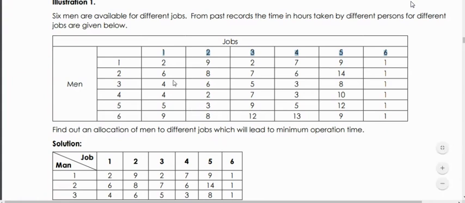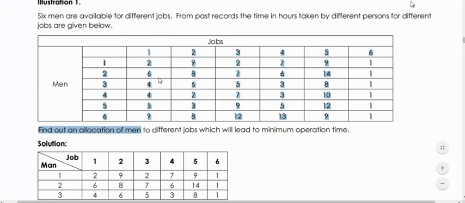Now what is given in this table? In this table it is given how many hours the person takes to do a job. How many hours a person takes to do a job. So see, if you see here, when you talk about starting from your top to bottom, these are your columns. And when you talk about your rows, the rows are for the men, the columns are for the jobs.